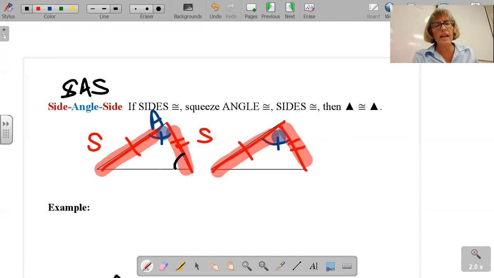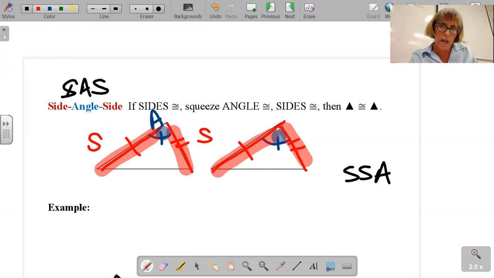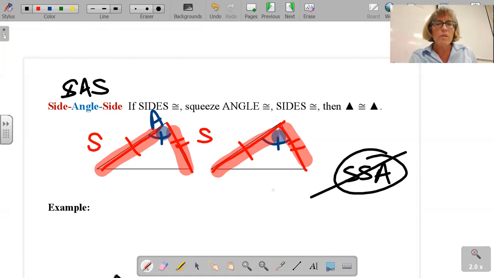Warning, if the angle's like this at the tail, 2 sides, then an angle, side, side, angle is not a shortcut. Okay, it's called the ambiguous case. I'll send you a quick little video explaining why it doesn't work. Side, side. So 2 sides, then an angle. In other words, the angle's not squeezed between. That doesn't work. And the way I remember it is no bad words, spelled either way. That'll take you about 10 seconds.